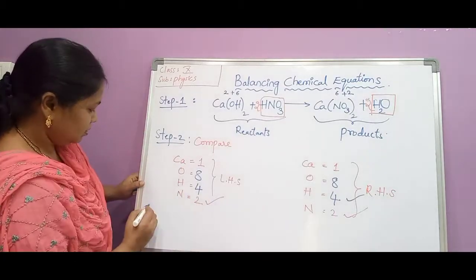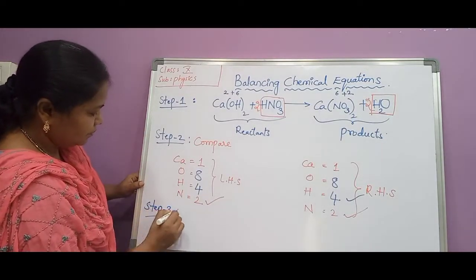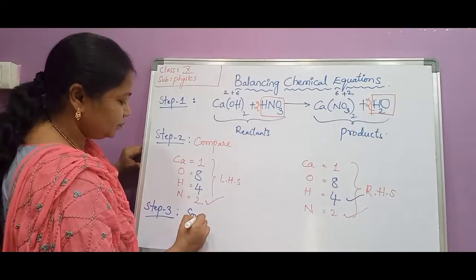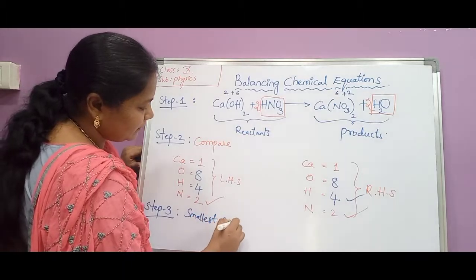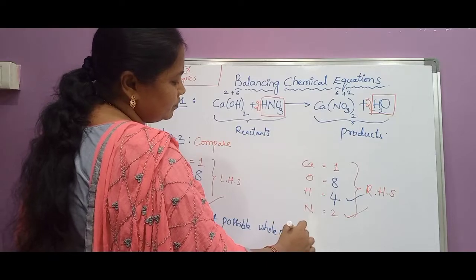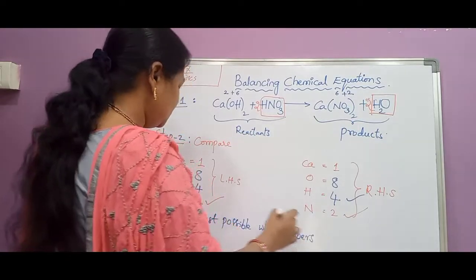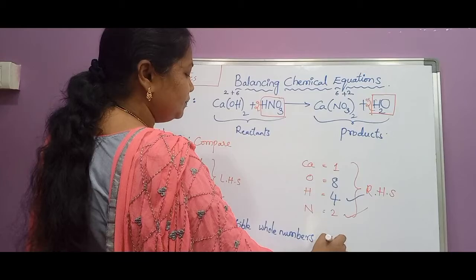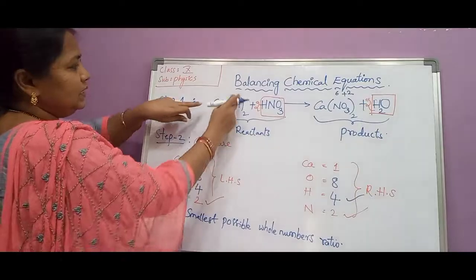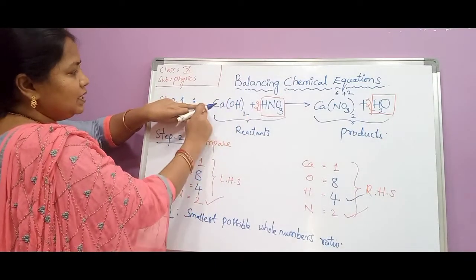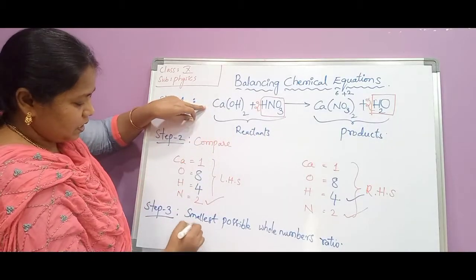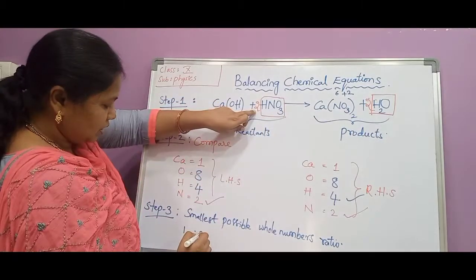Now step number 3. Step 3, we have to write the smallest possible whole number ratio. Coefficients should be the smallest whole number ratio. What are the coefficients we have written here? Towards the left-hand side of this formula, no coefficient is written, so it is considered as 1. Okay. And in the second formula, we have written the coefficient 2 here.